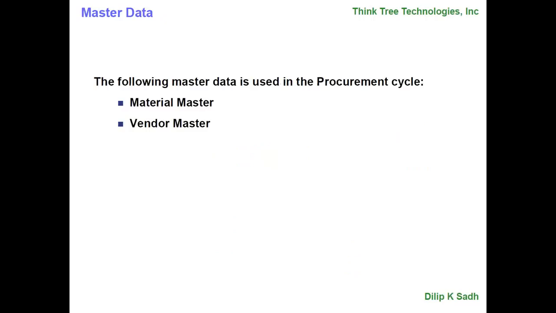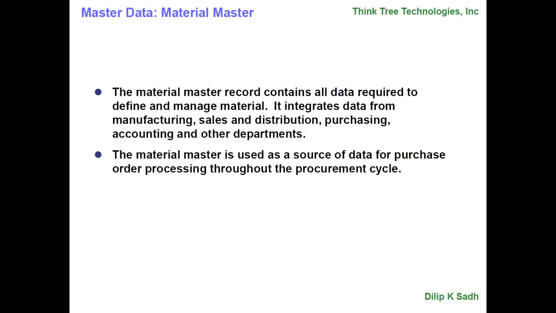In SAP, there are many master data, but these are the 2 very important master data in SAP purchasing. The first is material master, and the second is vendor master. These are the 2 very important master data: material master and the vendor master.